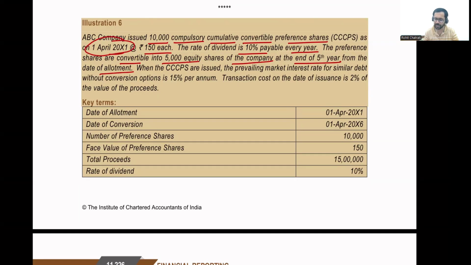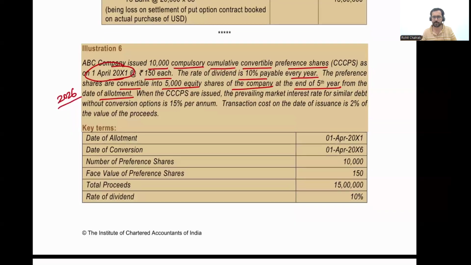So on 1st April 2021, it was issued, and on 31st of March 2026, these will be compulsorily converted. You don't have an option. Neither does the holder have an option, nor does the issuer have an option to choose to convert. They're going to be mandatorily converted at the end of fifth year.